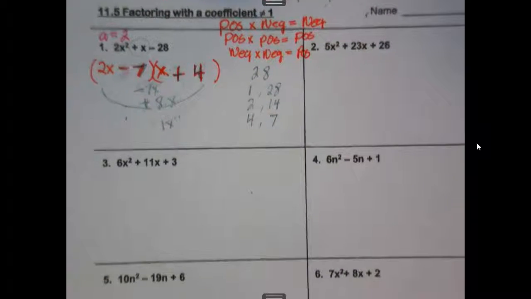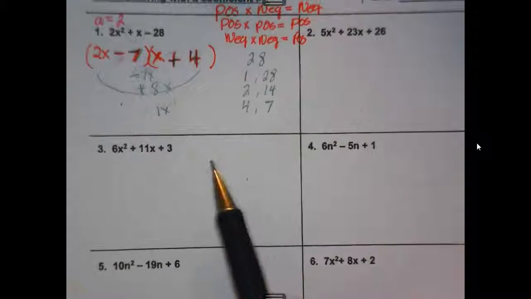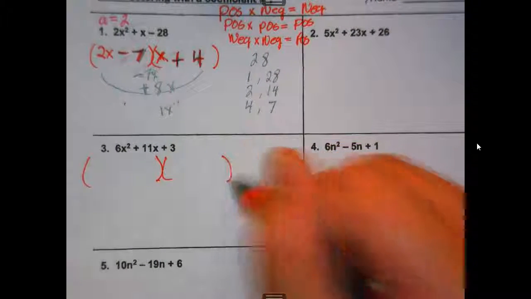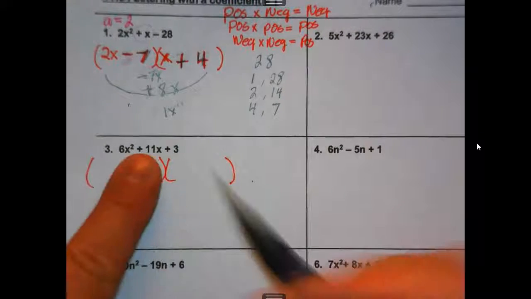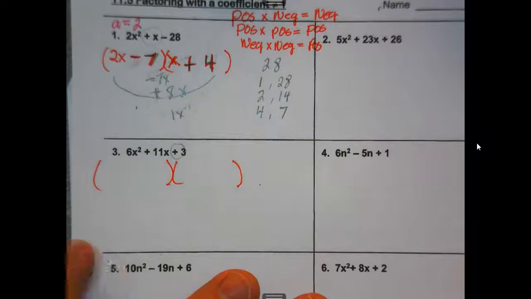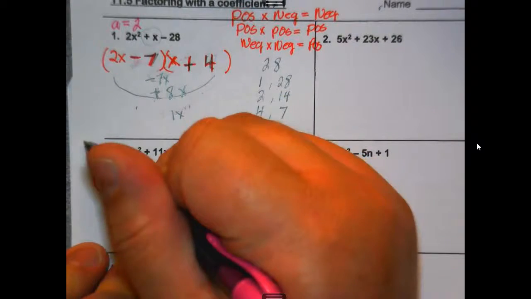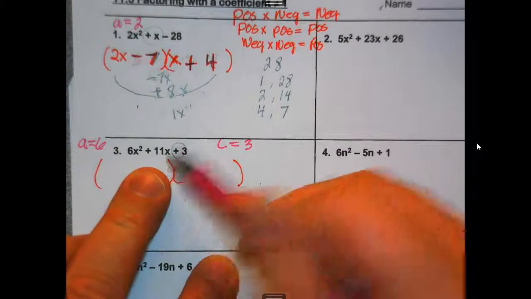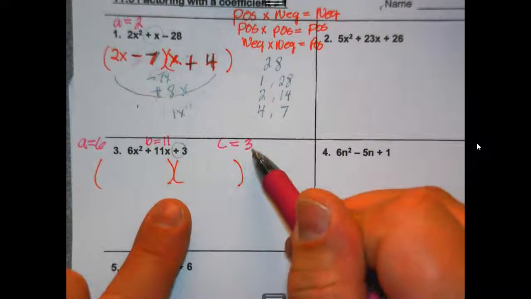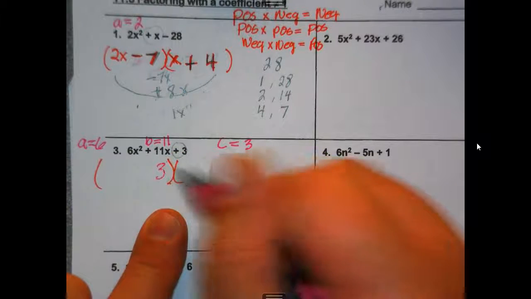Okay, number 3. That's 6x squared plus 11x plus 3. Okay, first of all, my C is going to be positive 3. My A is 6. My B is 11. Okay, there's only one way to get 3. So I'm looking at the C. It's going to be 3 times 1.